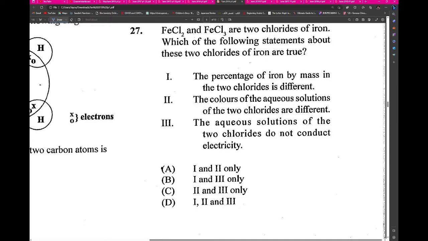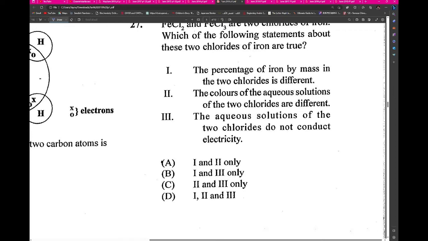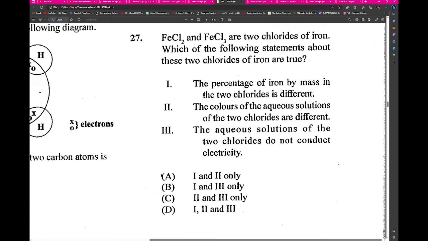FeCl2 and FeCl3 are two chlorides of iron. Which of the following statements about the two chlorides of iron are true? The percentage of iron by mass is different in the two chlorides. The color of the chlorides is different. The aqueous solutions of the two chlorides do not conduct? Shouldn't it conduct electricity, since it's ionic? Therefore, 3 should be out.